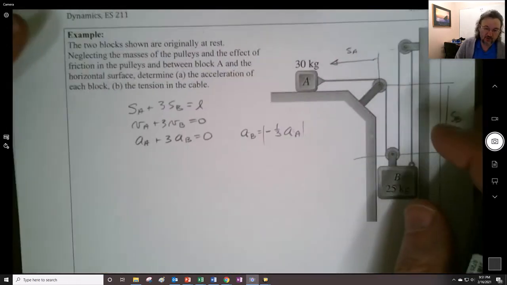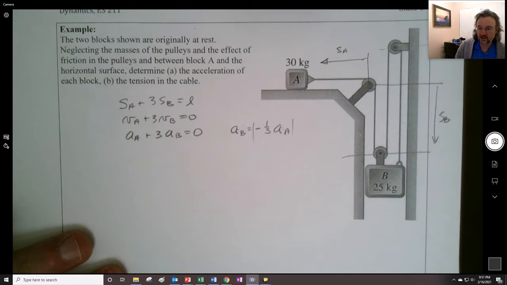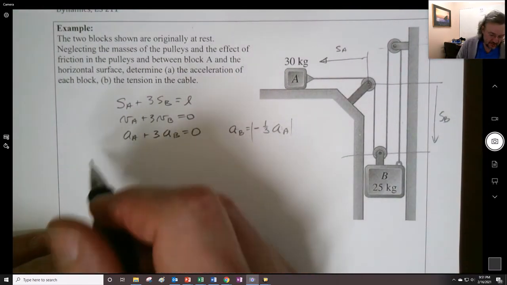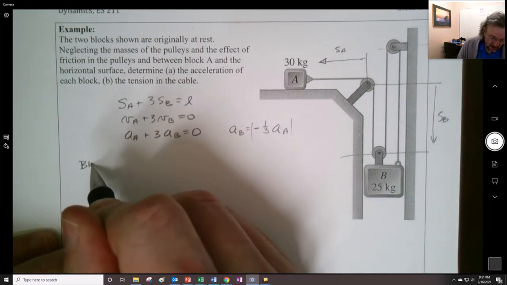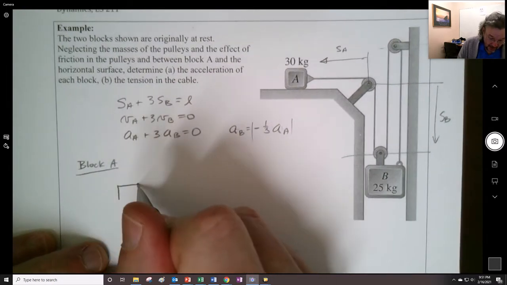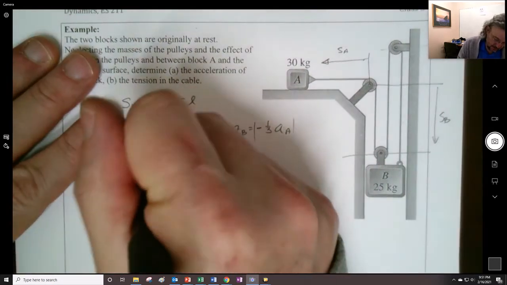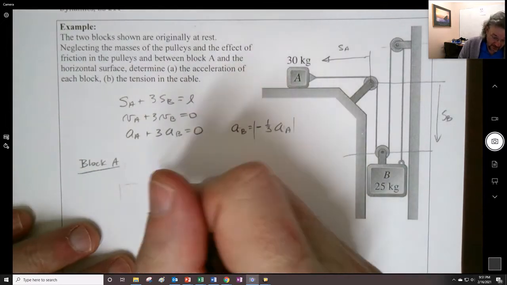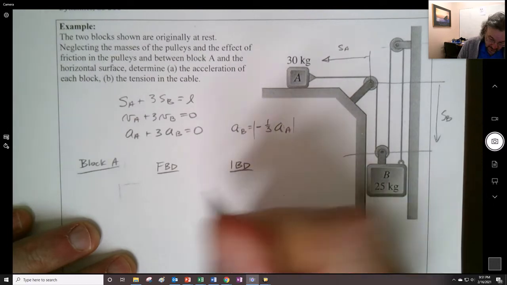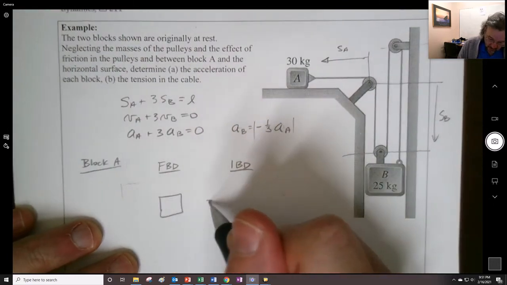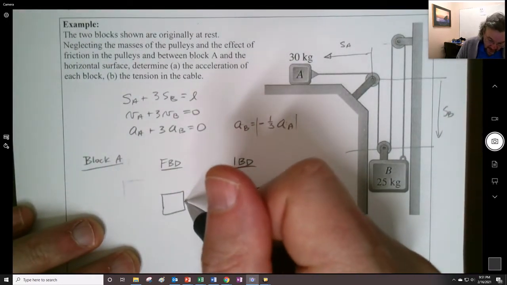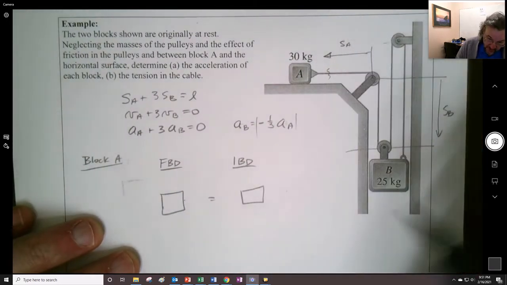So now we have these two particles right here. We're still in particles, not rigid bodies, but we have an arrangement where there are two particles. And we're going to see that there's going to be a solution here. First off, I'm going to start off with block A alone. I just want to emphasize, I'm going to make an FBD and an IBD of it. So I go FBD equals IBD, block equals block. And I'm going to cut the cord in order to do that right there.